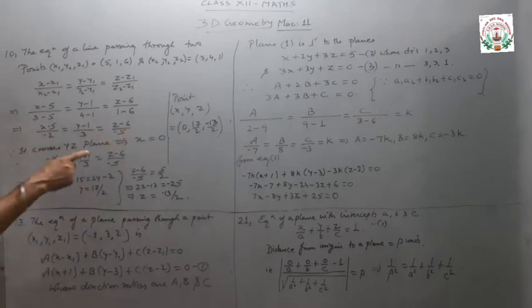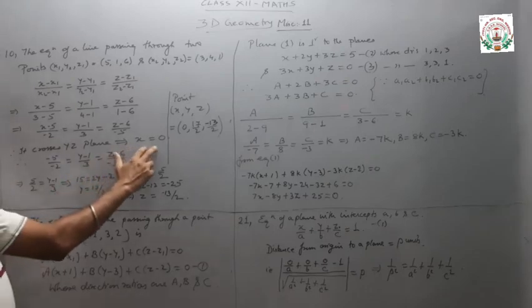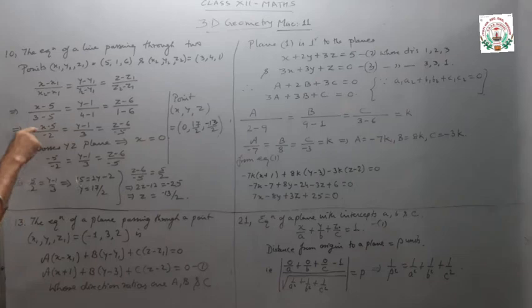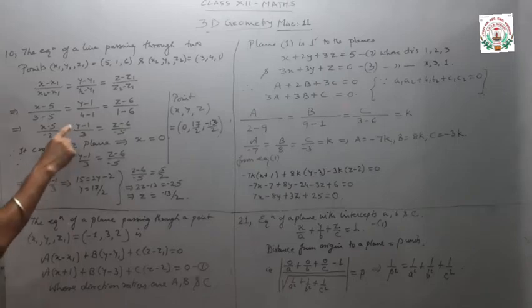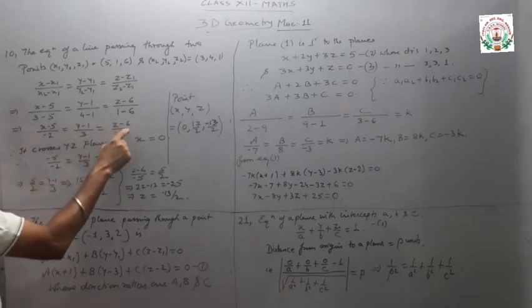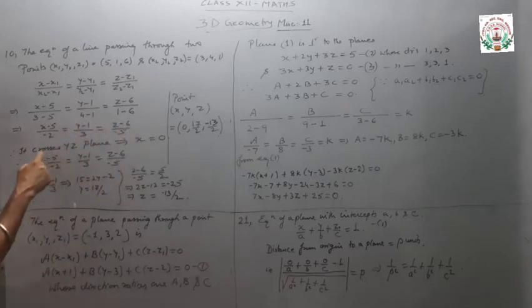It crosses the yz plane, but in the yz plane the value of x is 0. So here we are going to put the x value as 0. So 0 minus 5 will be minus 5 upon minus 2, (y - 1) upon 3 equal to (z - 6) upon minus 5. Now this first ratio we are getting as a constant.